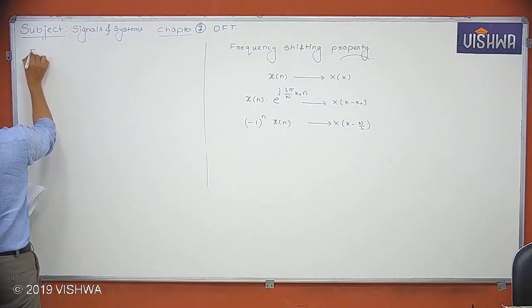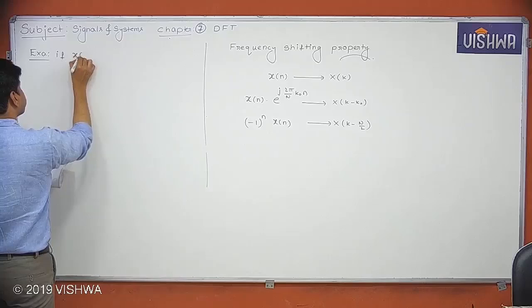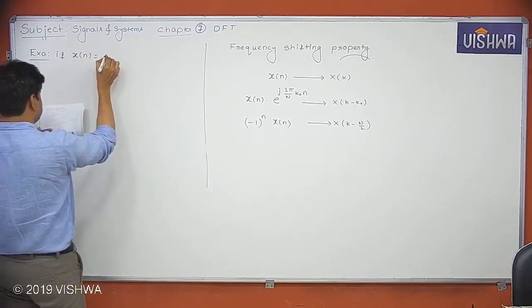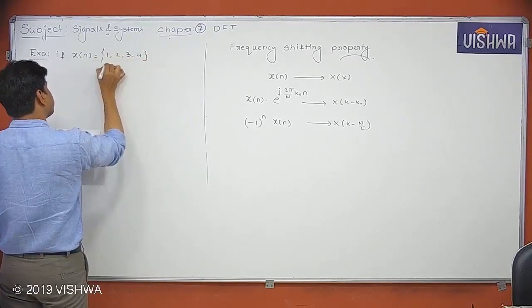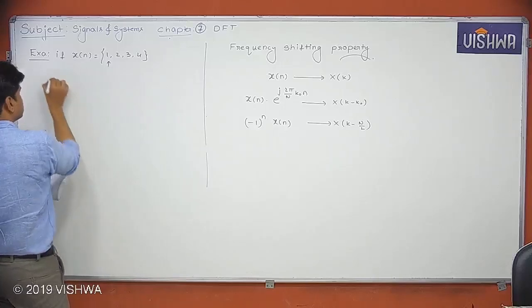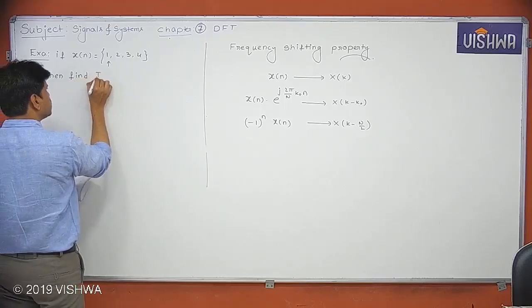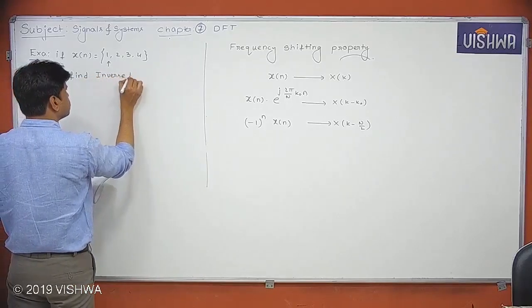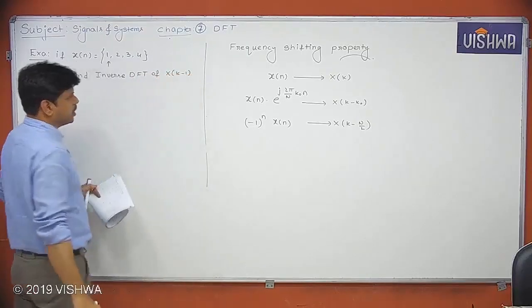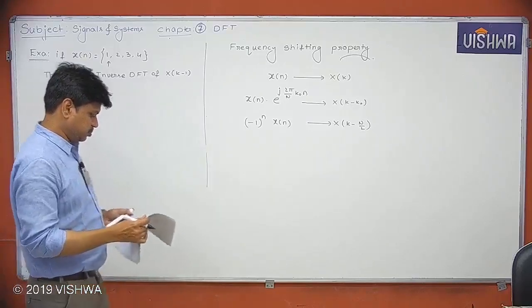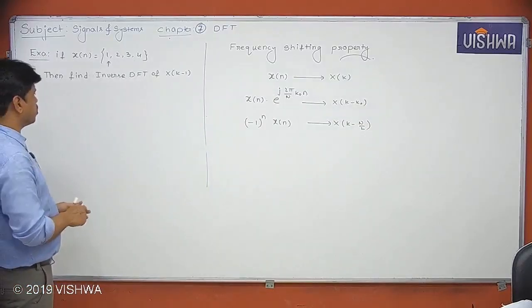Based on this frequency shifting property, one example: if x of n is equal to 1, 2, 3, 4, then find the inverse DFT of x of k minus 1. First of all, the DFT they are talking about is a 4-point DFT.